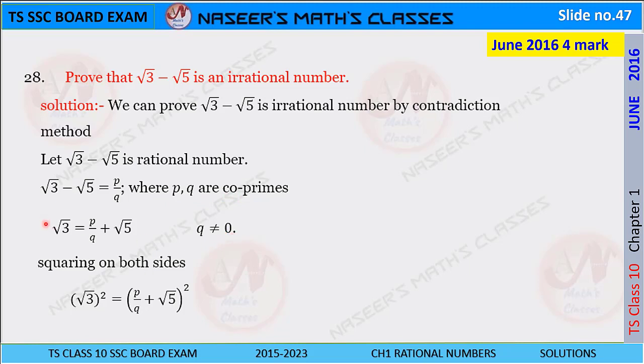Next we transpose root 5 from LHS to RHS. Then we can write it as root 3 is equal to p by q plus root 5. Next we have to do squaring on both sides. Then we can write it as root 3 whole square is equal to p by q plus root 5 whole square.